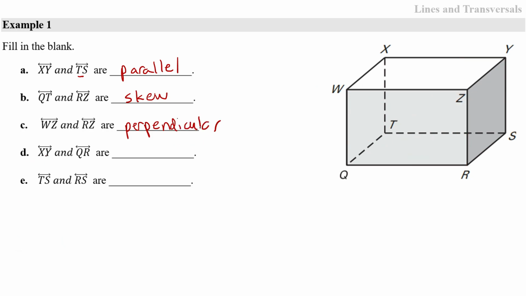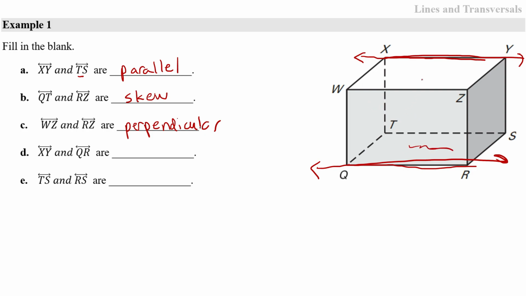For part D, it says line XY and line QR. So line XY is going up here and line QR is going over here. And you might be thinking skew. Okay, why skew? Because if you look, this one is on the top plane or also the back plane, and this one is on the front plane or also the bottom plane down here.